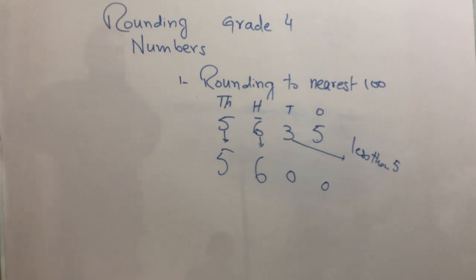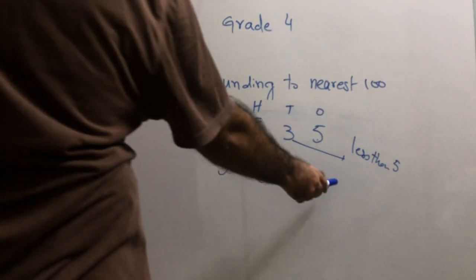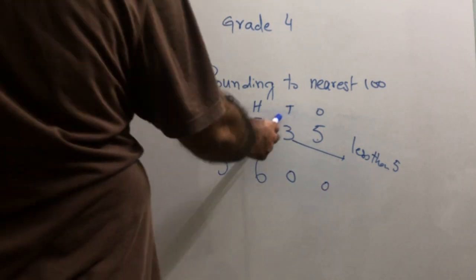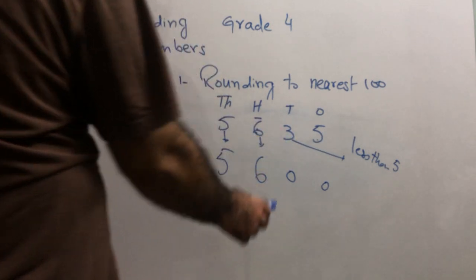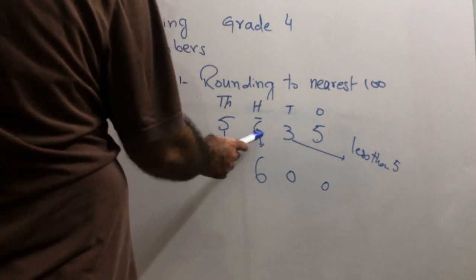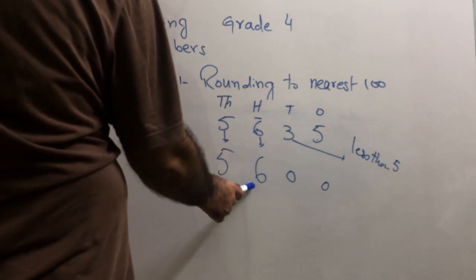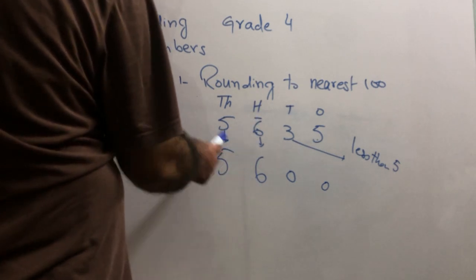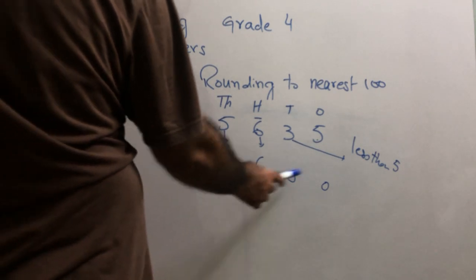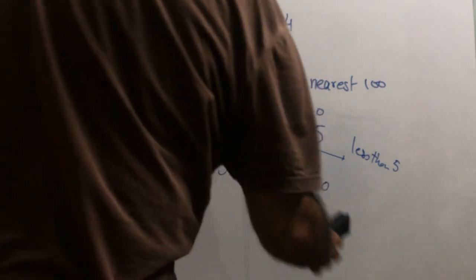The original number was 5635, and when we decided to round it to nearest 100, we got the answer 5600. Following the rules, the first rule was that all the numbers on the right side of the hundreds place become 0. So we put 0 0 here. Then we looked at this number, which is the neighbor of the hundreds place. If it is less than 5, then there will be no change here. It comes automatically as such. So 5600 is the answer for this example.